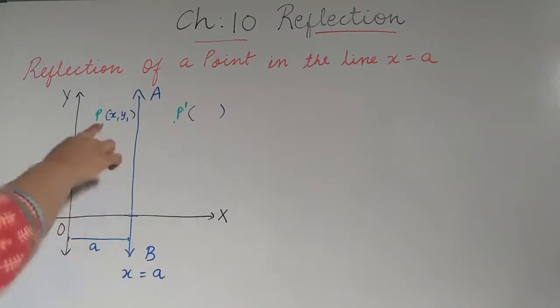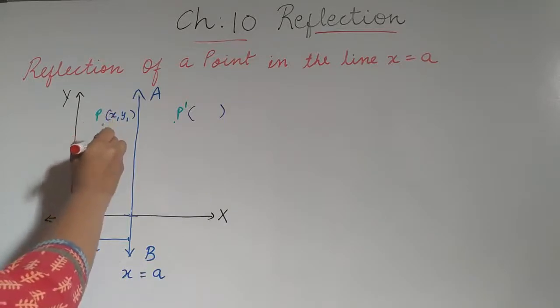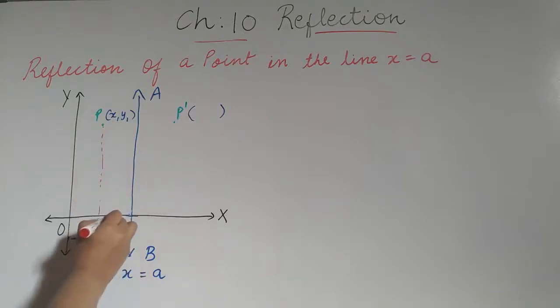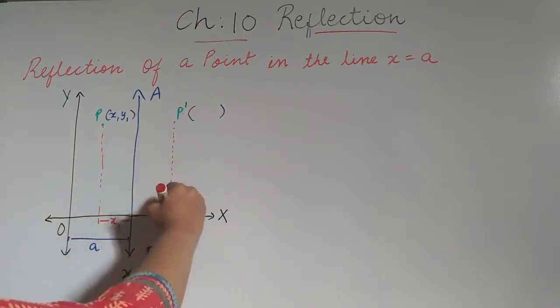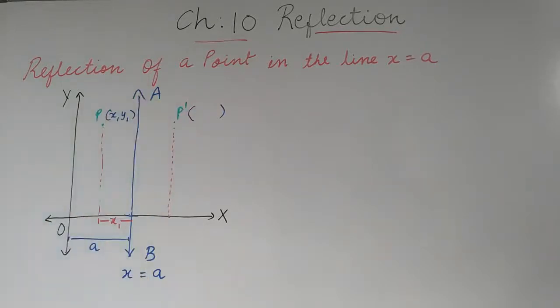Also, you can see this is point P (x1, y1). So this straight distance from here will be x1. You can see here the coordinate is x1, so this much distance is x1. Also, this other distance becomes the same. As you see, this point is reflected in line AB to this side, point P dash. So this distance and this distance must be the same. How much is this distance, students? This is whole a and this is x1, so this is a minus x1.